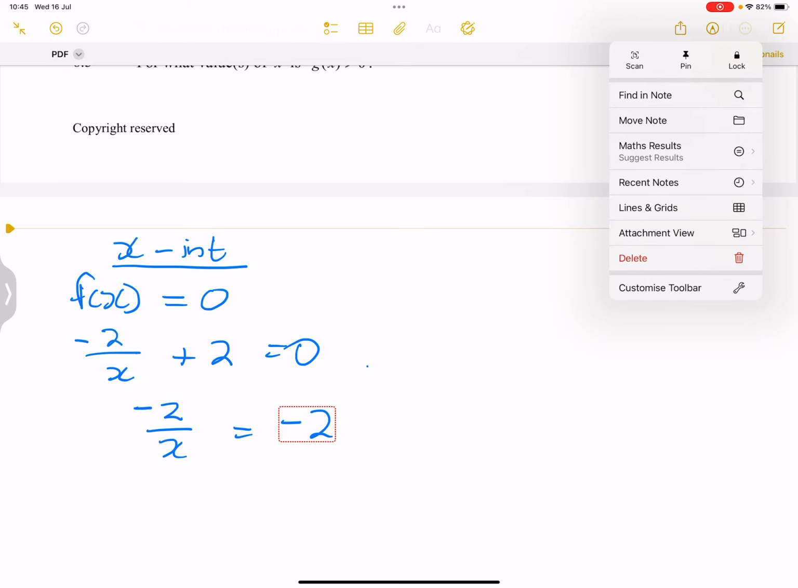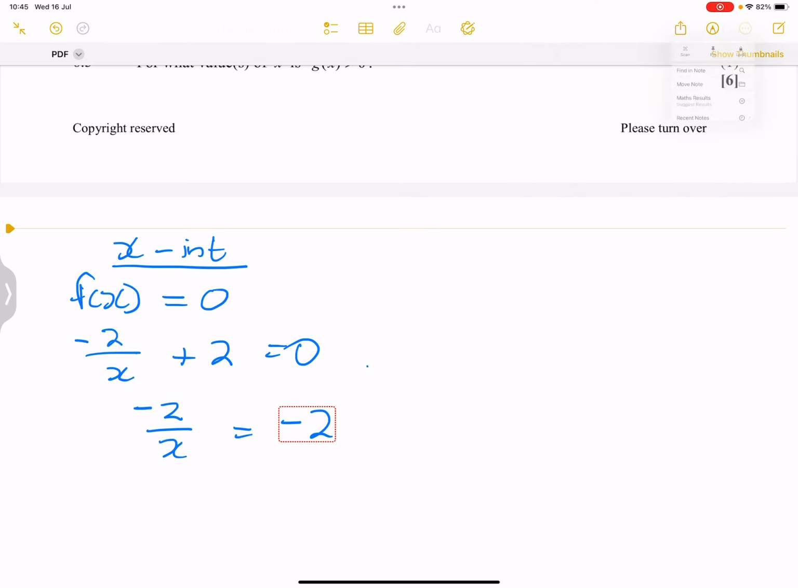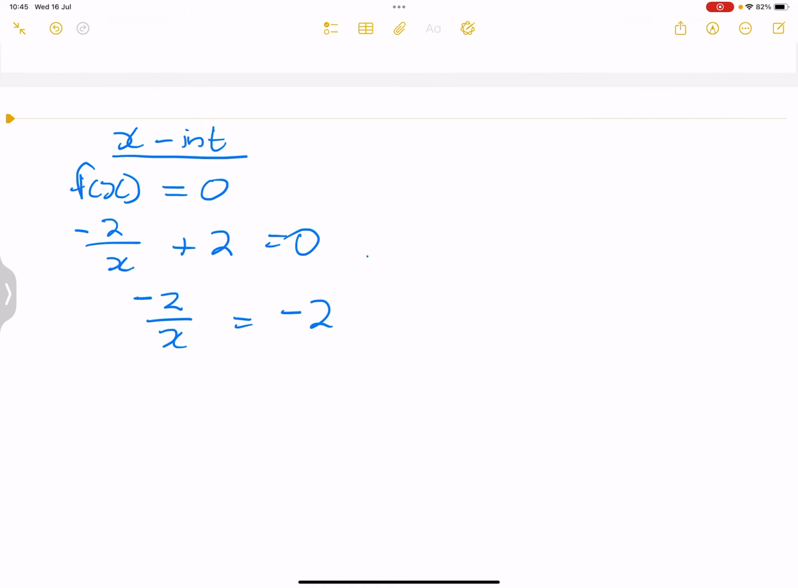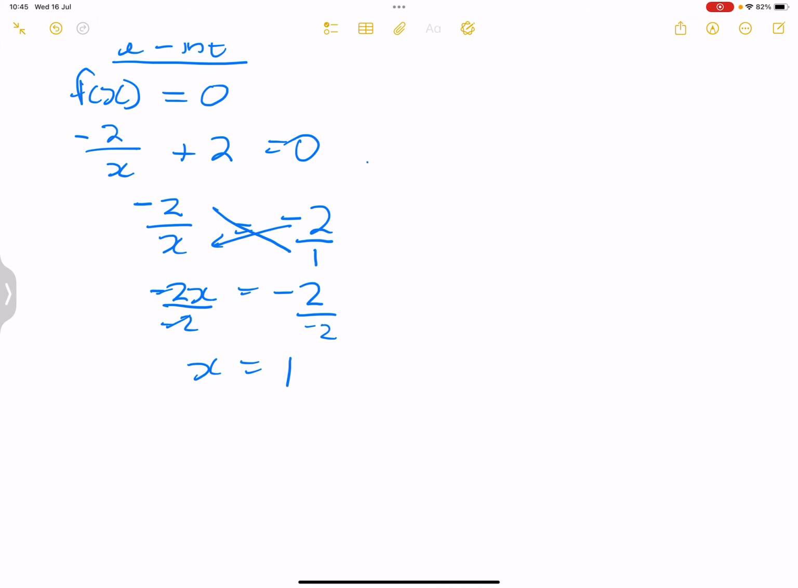Right, so what does that give me? If I cross multiply, that means that negative 2 times x will give me negative 2x, and negative 2 times 1 will give me negative 2. And if I divide both sides by negative 2, I get x is equal to 1. So I know that my x-intercept will be at 1 and 0. Okay, right, we need to keep that in mind.